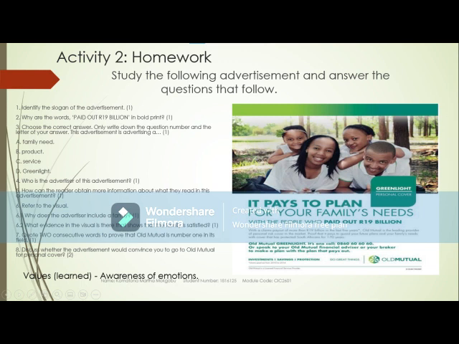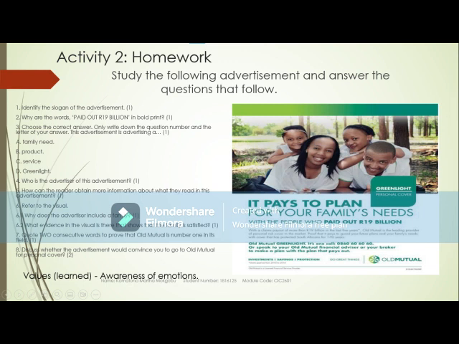It says this advertisement is advertising number A, a family need; number B, a product; number C, a service; number D, green light. So you have to choose the correct answer. A, family need. B, product. C, service. D, green light. You have to choose the correct answer.